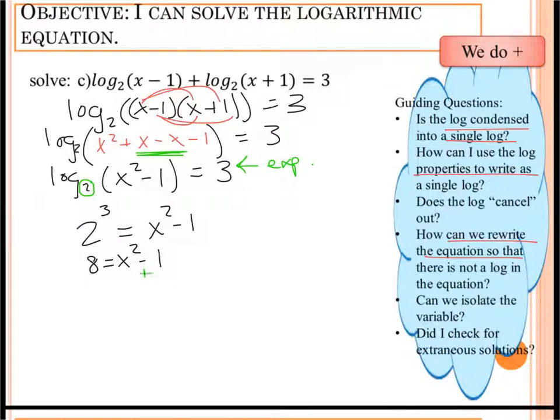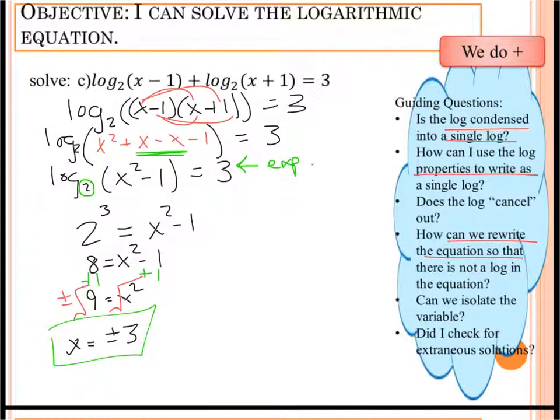So I'm going to add 1 to both sides. That gives me 9 equals x squared. And then I can just take the square root of both sides. I just have to remember to put plus or minus in front of it. So I get x equals plus or minus 3 for my answer. So now I just want to go back and check and make sure there's no extraneous solutions.